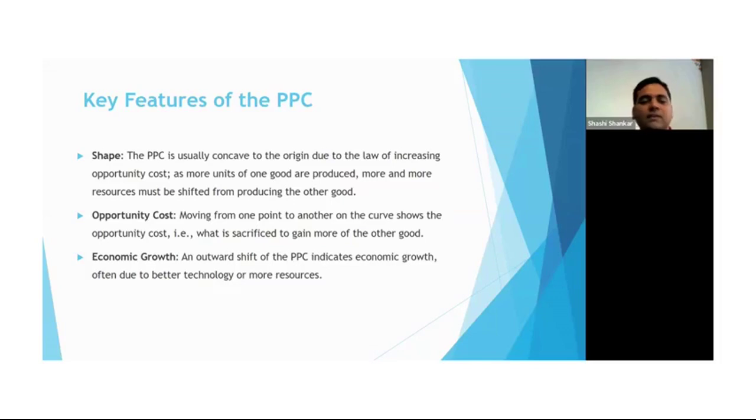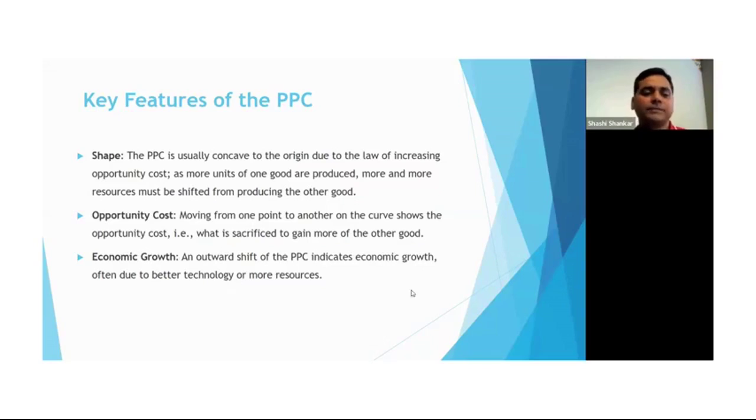As I mentioned, it is nothing but losing the opportunity to produce another good. So opportunity cost is equal to opportunity loss. That means the sacrifice to gain more of the other good. If you are producing something, we are definitely losing other options to produce. Next, economic growth and upward shift of the PPC. An upward shift of the PPC indicates economic growth, often due to better technology or more resources, which makes previously unattainable points attainable.